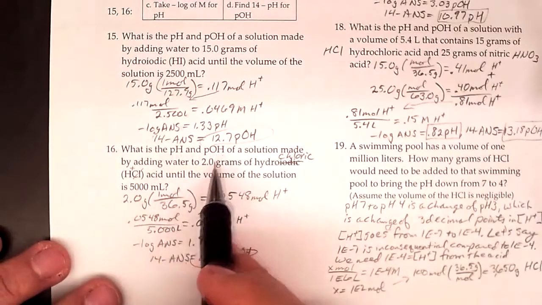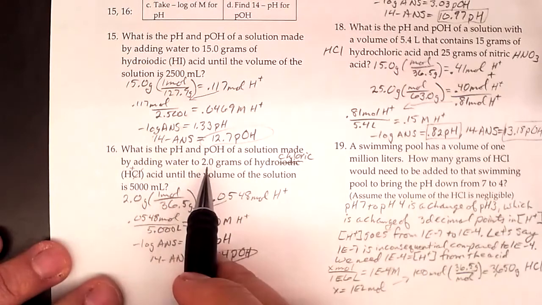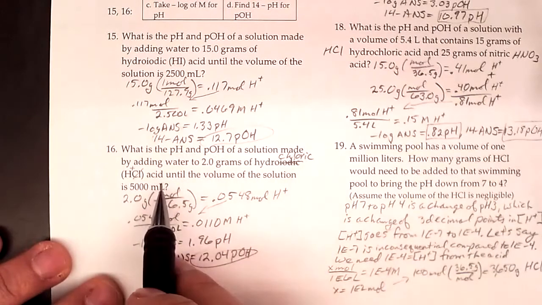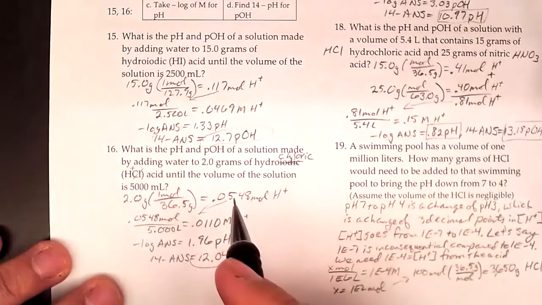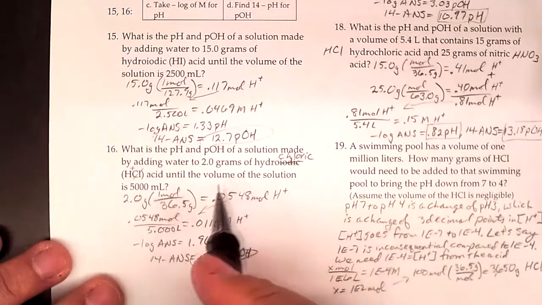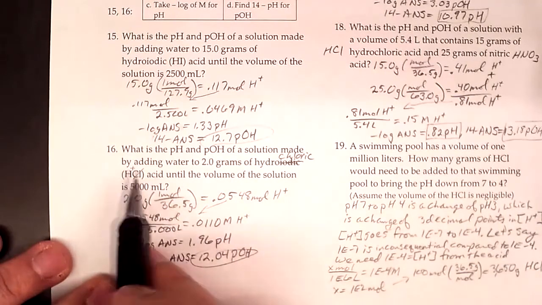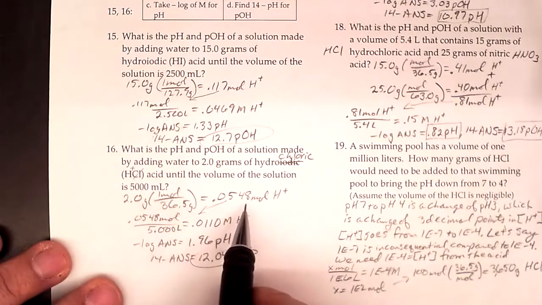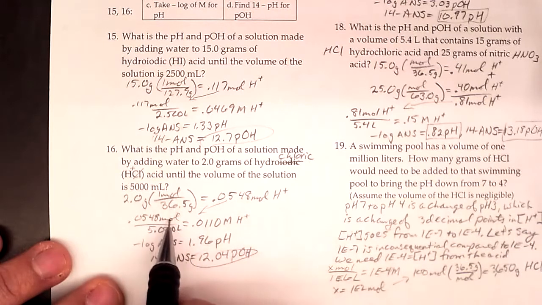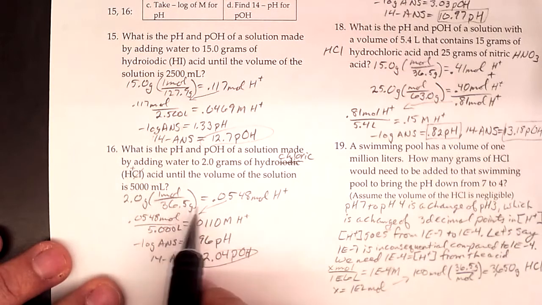So also, what's the pH and pOH? So I add 2 grams of hydrochloric acid until the volume is 5,000 milliliters. Well, what do I need for pH? I need molarity. And this is an acid, so H pluses are going to come off. So again, I take my grams and convert it to moles. And I did that because I know I need moles over liters to get molarity. I already had my liters. What I needed was my moles. So grams divided by molar mass is moles.